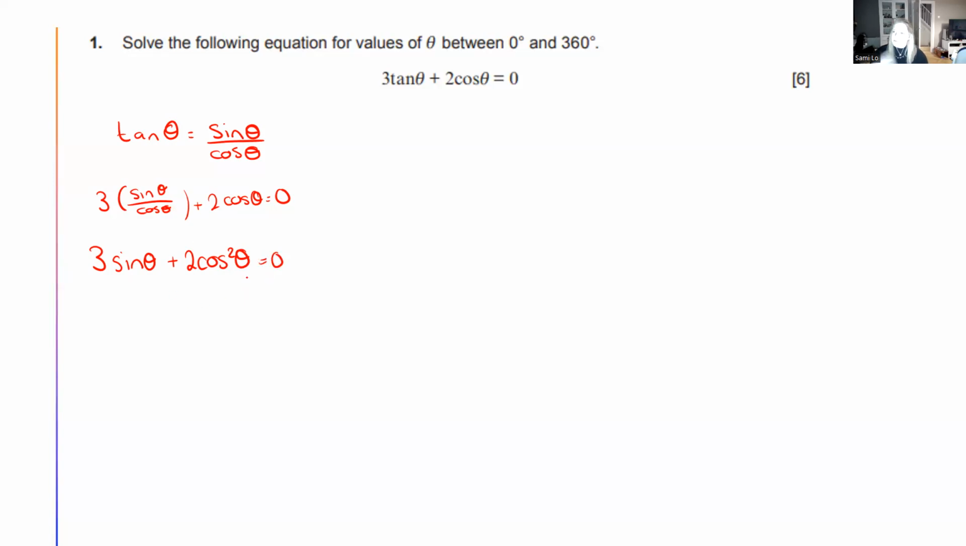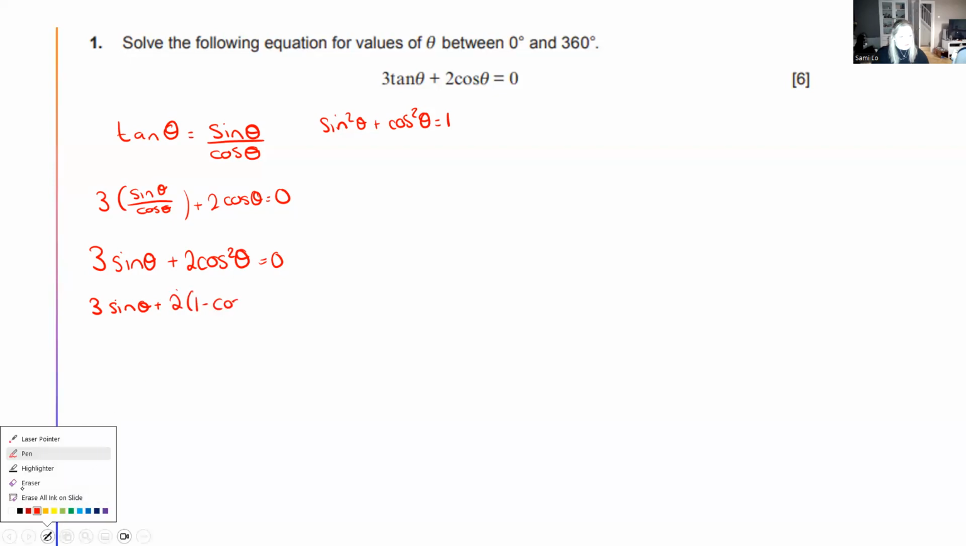Now we can implement the other rule that you might remember: sine squared theta plus cos squared theta equals 1. So we're going to rearrange that and sub that in. So 1 minus cos, not cos at this point, 1 minus sine squared theta.